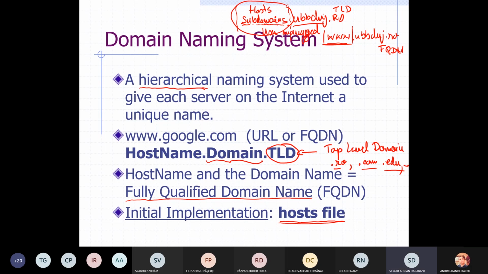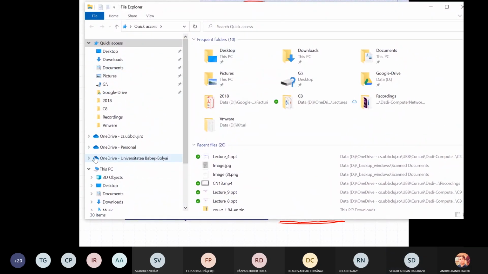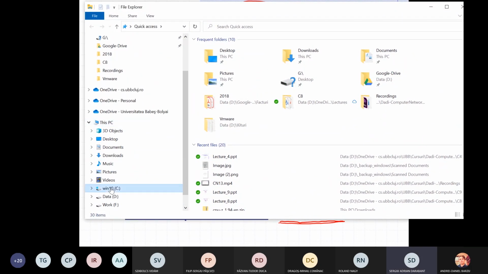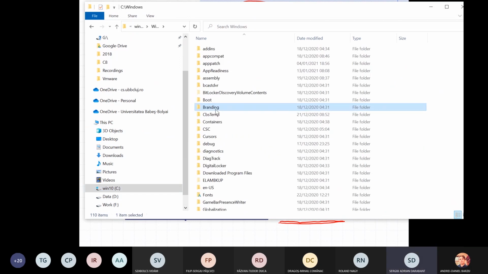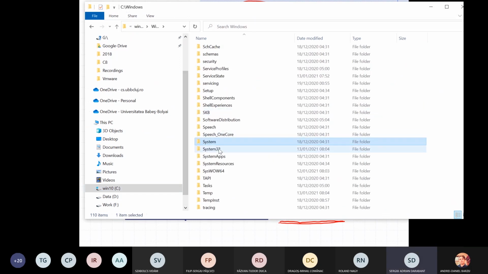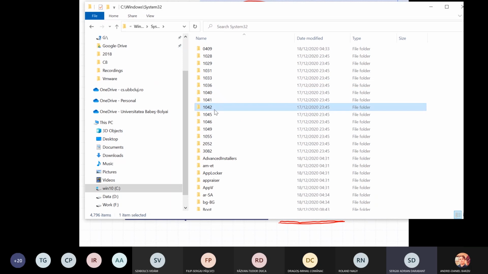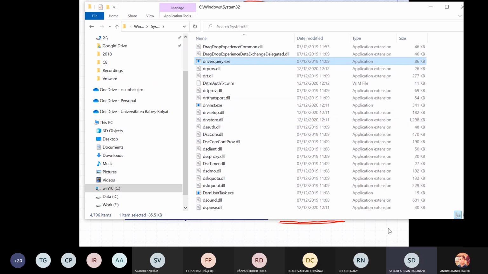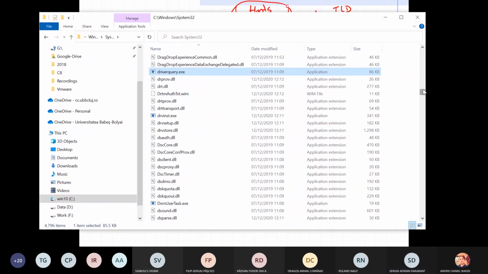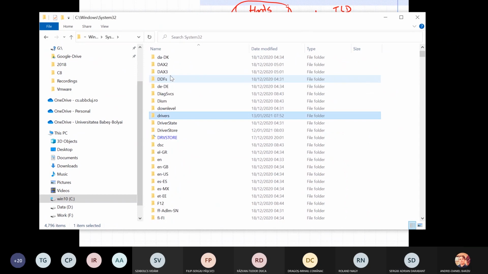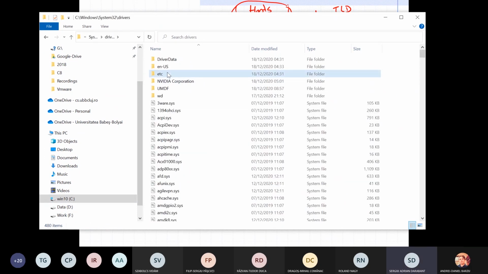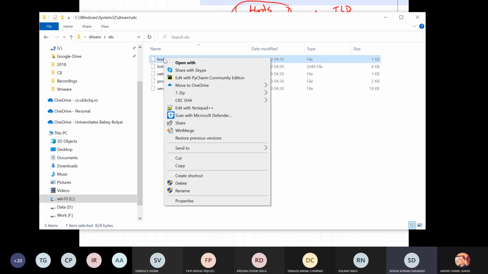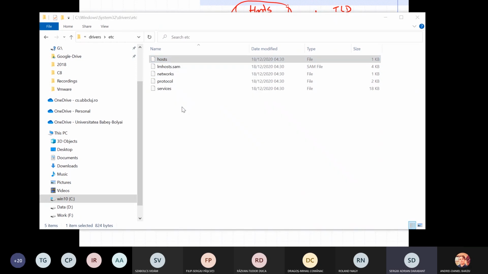is something that you can find, for example, on Windows. There is one on all operating systems. On Windows, if you go in System32, there are still remnants of it. Drivers, etc. And then you have this file here that you can open.